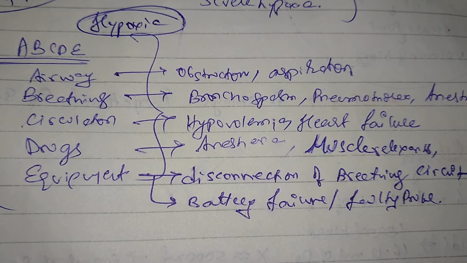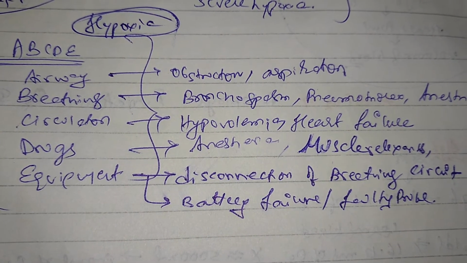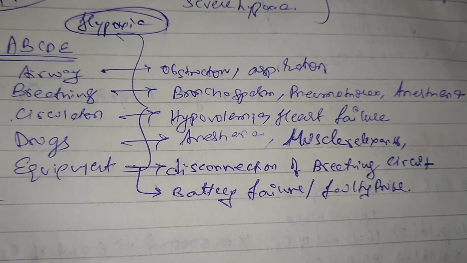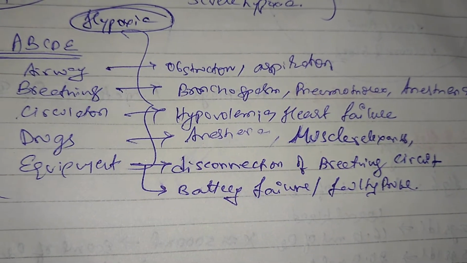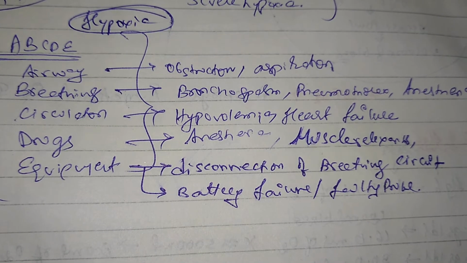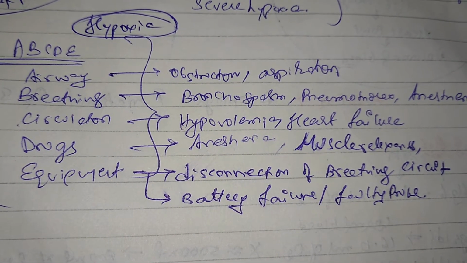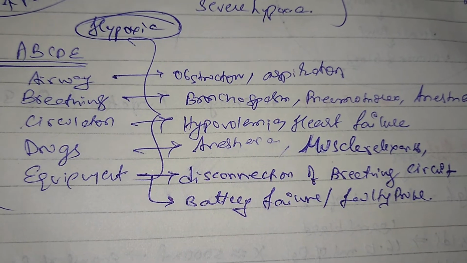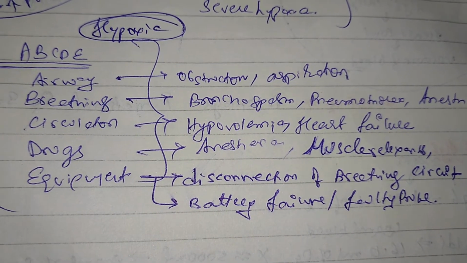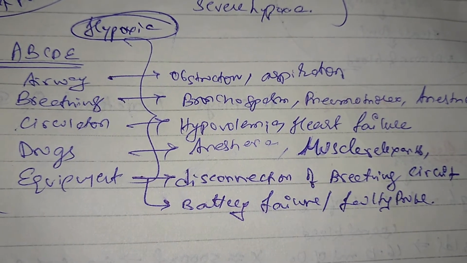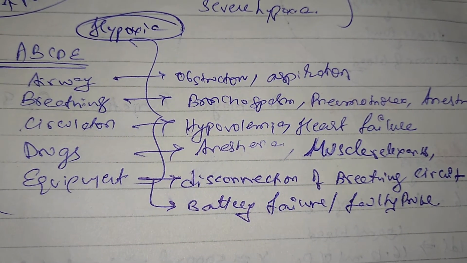And if there is a breathing problem like bronchospasm or pneumothorax, treat it. Or if it is because of anesthesia, we can decrease the dose of anesthesia. If it is a circulation problem like hypovolemia, replace the fluid. We can see very clearly that if fluid is administered, the patient may improve the SpO2. And if there is heart failure, treat with drugs.